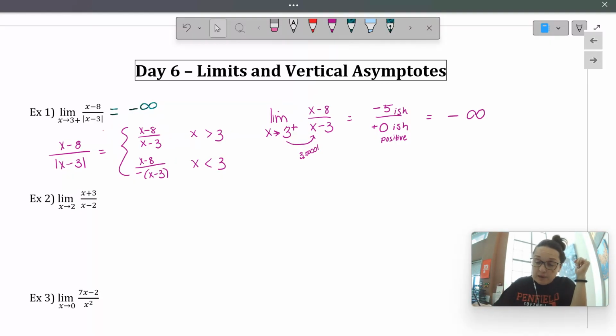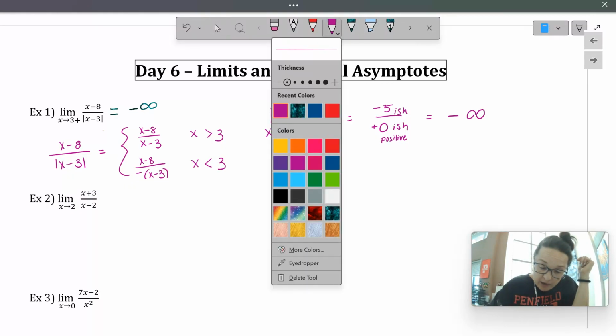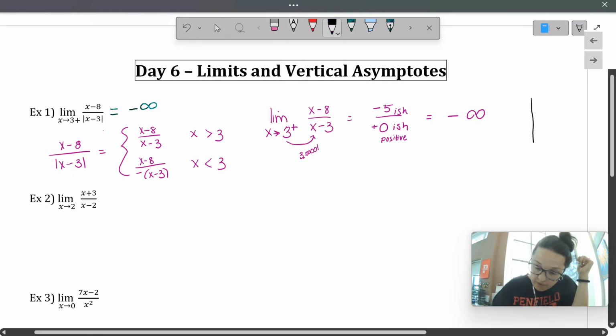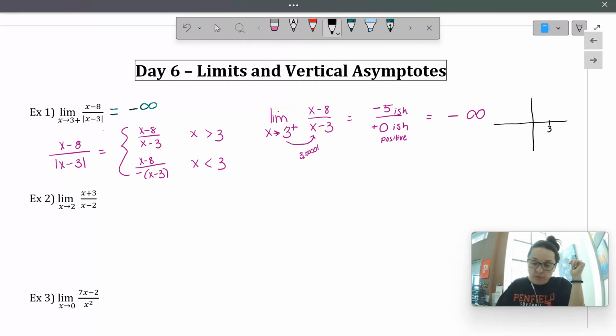And what does that mean? It means that I should be able to draw a graph. And now I know that on that graph, as I come at 3 from the right, my graph is going down to a vertical asymptote. Okay?